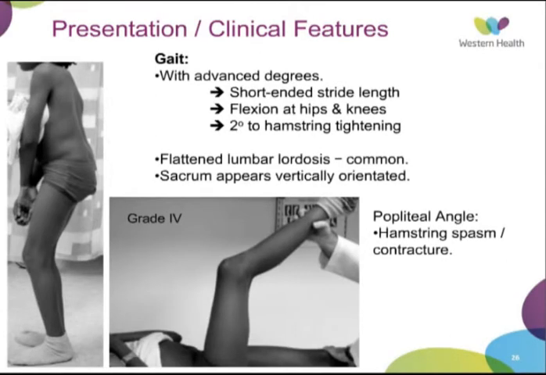They may have a flattened lumbar lordosis, which is common, and the sacrum also appears vertically orientated, and I've got a picture of that next. Also, when looking at the knee, the popliteal angle, they have some degree of flexion in the knee joint, which is due to the hamstring tightening.